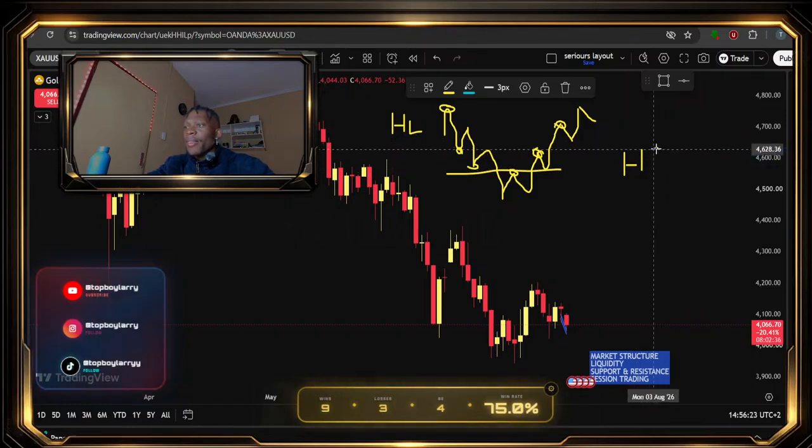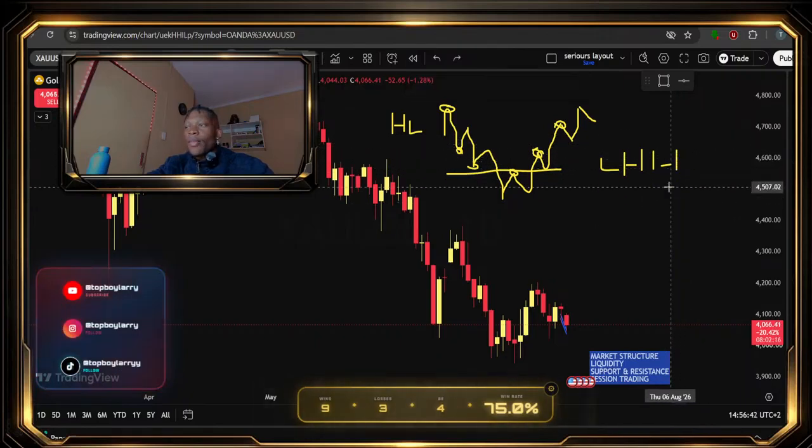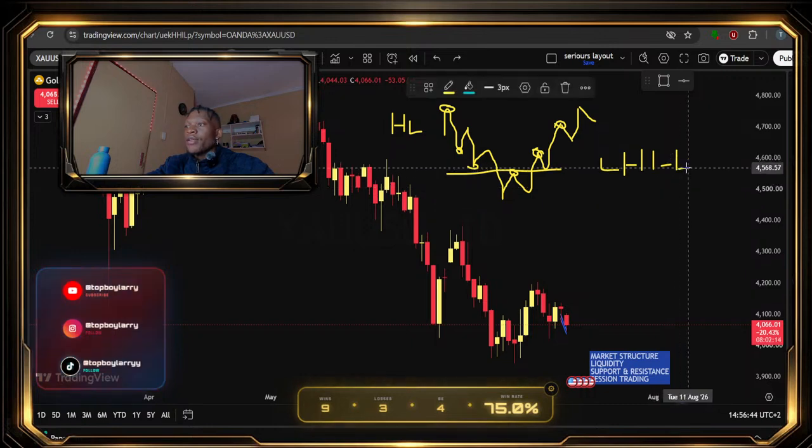Take a guess. What do you guys think a downtrend will give you? All right, so a downtrend will give you a lower high and a lower low. That's what a downtrend is going to give you, right? LH and LL, the lower low. Yeah, it's going to give you a lower high.